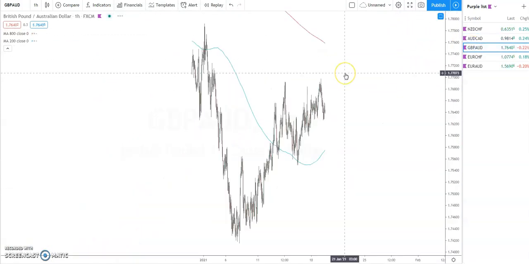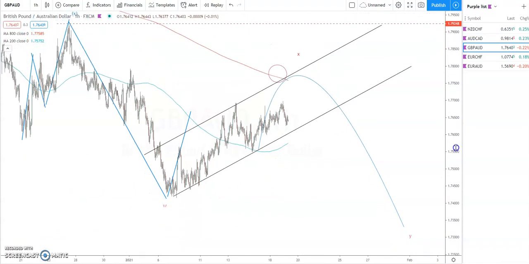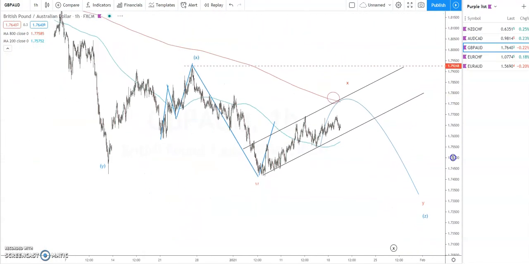Aussie CAD. Pound Australian dollar. I'm looking to sell at higher levels, so there are a few things on this chart that I'm seeing.